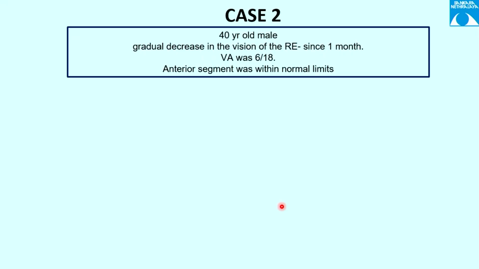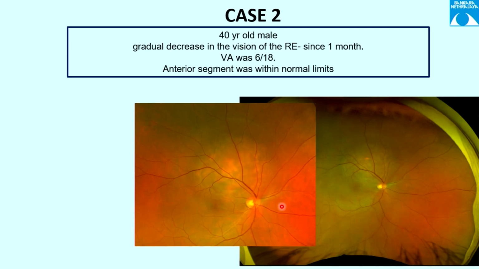So case 2, a 40-year-old male who presented with a gradual decrease of vision in the right eye since 1 month. Visual acuity was 6/18. Anterior segment was within normal limits. I put up an enlarged image.